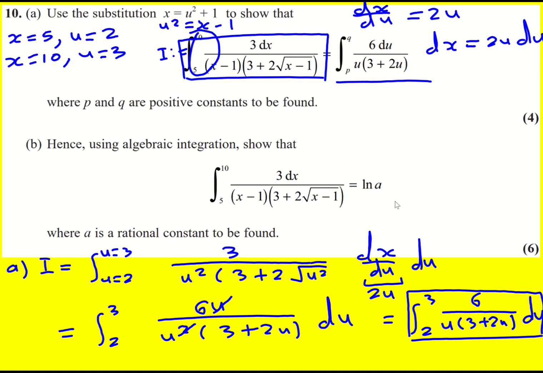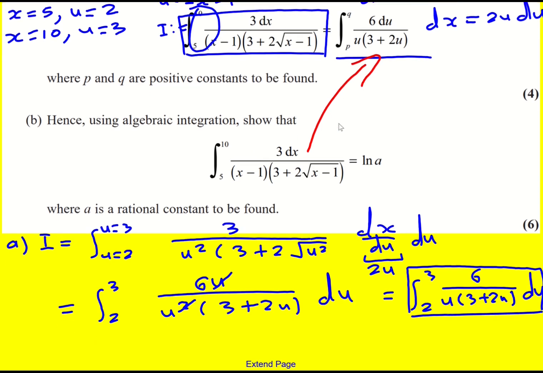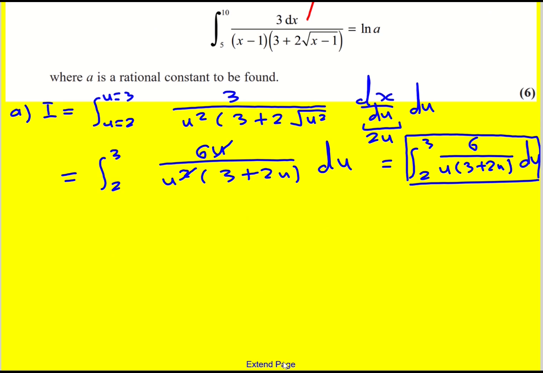Hence, using algebraic integration, show that this integral can be written as ln a, where a is a rational constant to be found. So we're going to start with this, and we've turned it into this integral, and that's the one we're actually going to be finding. Now this is a partial fractions integral from this point on, because I've got 6 divided by a factorized polynomial. It's not like the derivative is at the top of the bottom. You can't do that. We just need to split this up.